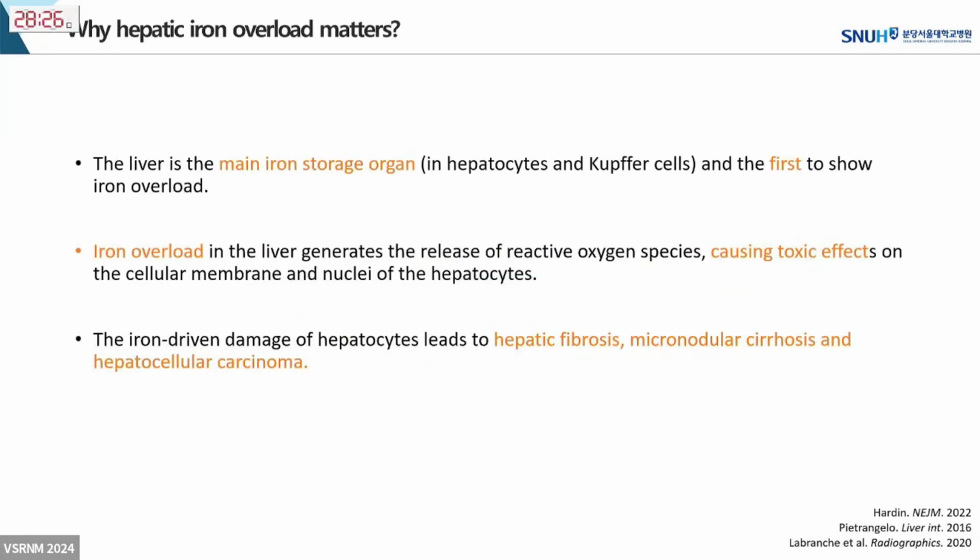Let's move on to iron overload. The liver is the main iron storage organ and the first to show iron overload. Iron overload in the liver causes toxic reactive oxygen species, which damage liver cells. As in the case of fatty liver, the iron-driven damage of hepatocytes leads to hepatic fibrosis, micronodular cirrhosis, and hepatocellular carcinoma.